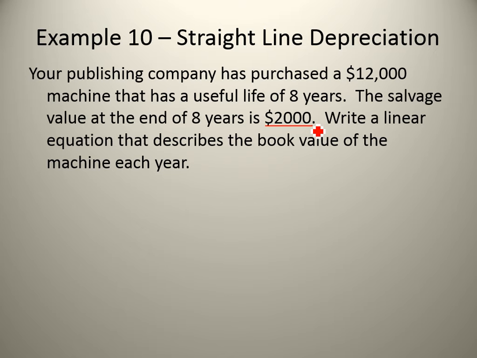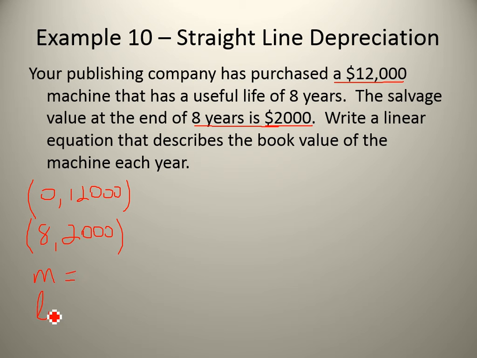So what I want to do is take this information, this here and this here, and create 2 points out of this. One point is this: when the machine is 0 years old, its value is $12,000. And when the machine is 8 years old, the value of it is $2,000. So I want to create an M and B box again to find the slope and y-intercept through these 2 points.